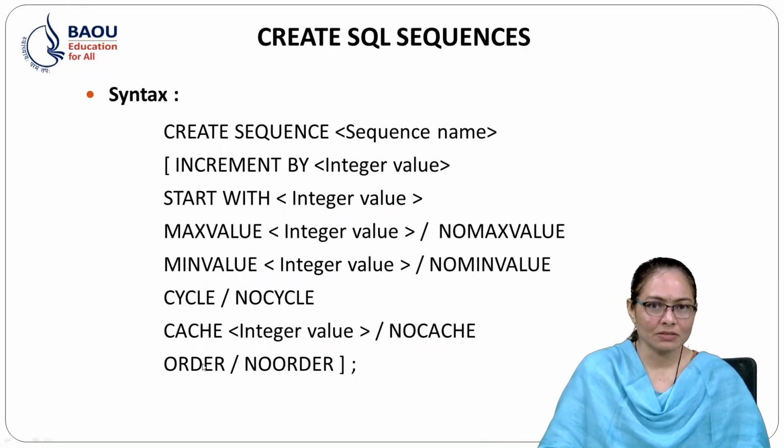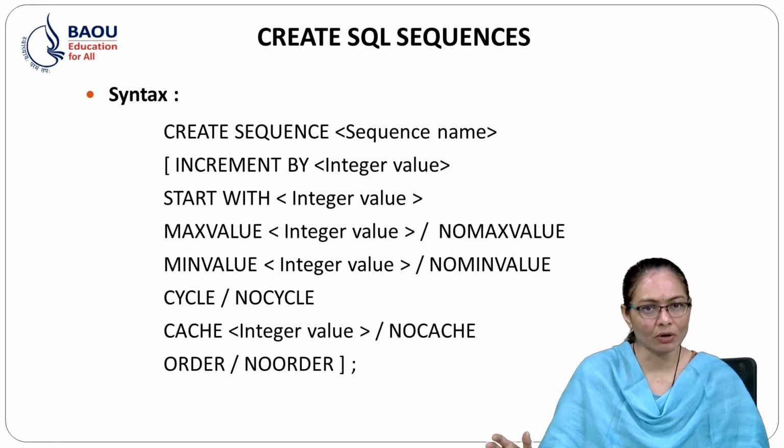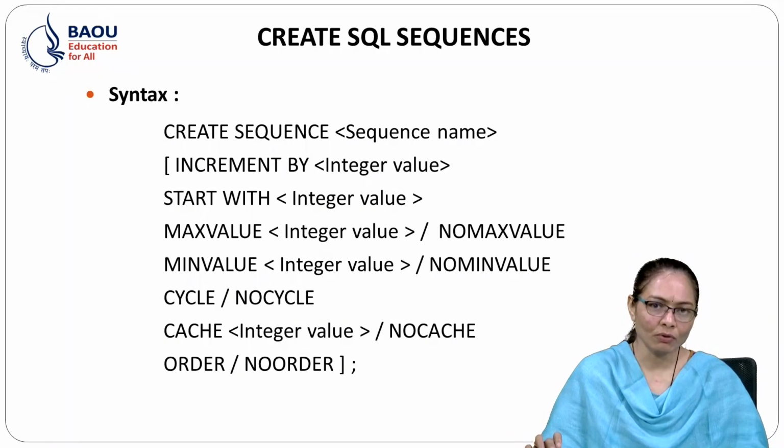Now, what is the use of order? Order is used to generate the sequence numbers in the order of the request. This option is necessary if using the parallel server or in parallel mode. In exclusive mode, a sequence is generated in order. If Oracle is configured with the single server option, then the order and no order clauses have no significance. By default, a sequence takes the no order clause. It will be used when the parallel server is used.